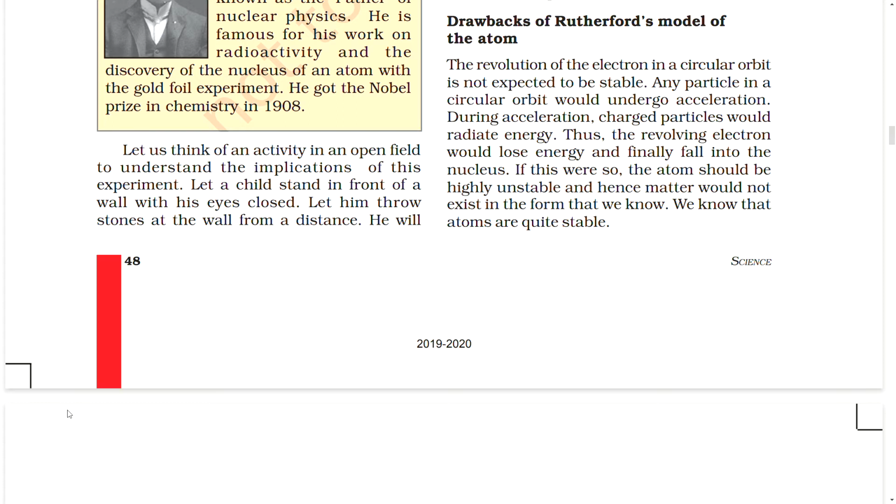Drawbacks of Rutherford's model of the atom. The revolution of the electron in a circular orbit is not expected to be stable. Any particle in a circular orbit would undergo acceleration. During acceleration, a charged particle would radiate energy. Thus, the revolving electron would lose energy and finally fall into the nucleus. If this were so, the atom should be highly unstable and hence matter would not exist in the form that we know. We know that atoms are quite stable.